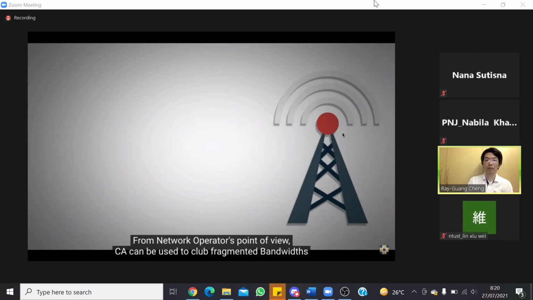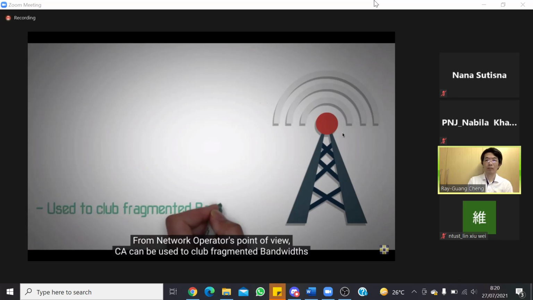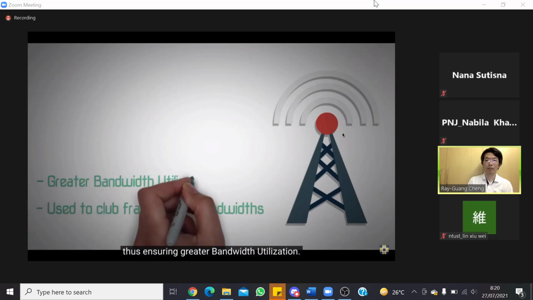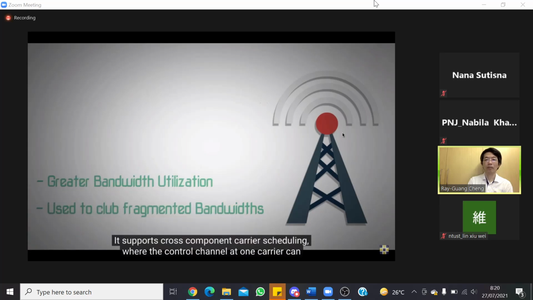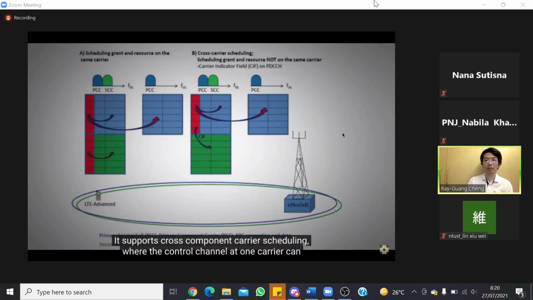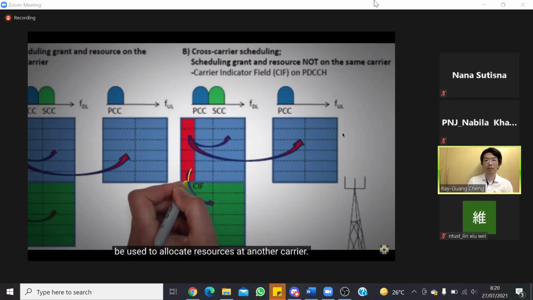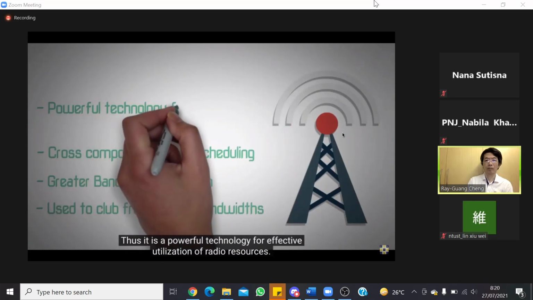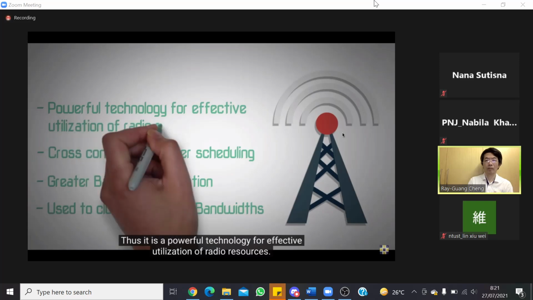From network operators' point of view, CA can be used to club fragmented bandwidths, thus ensuring greater bandwidth utilization. It supports cross-component carrier scheduling, where the control channel at one carrier can be used to allocate resources at another carrier. Thus, it is a powerful technology for effective utilization of radio resources.